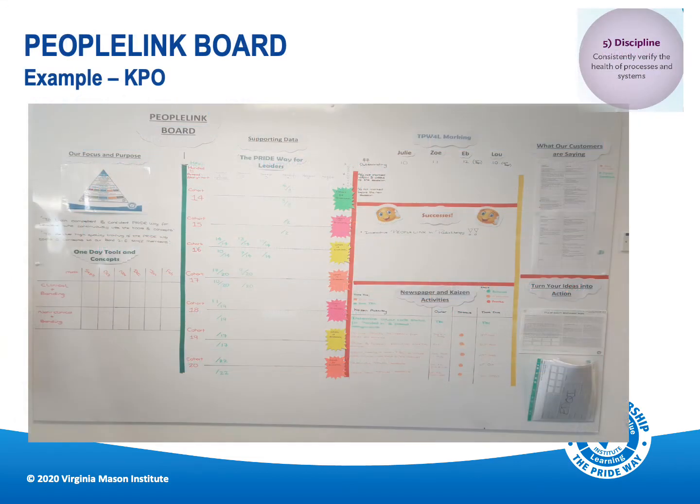People Link boards come in all different shapes and sizes, but the elements on the board are universal. Here is the KPO team's People Link board. The focus of our board is Prideway for Leaders attendance and pass rate of the assignments. You can see in the newspaper section several activities that are in progress, and we've also included a successes area to not only celebrate the successes of the team, but also the achievements of staff who attend our training courses.